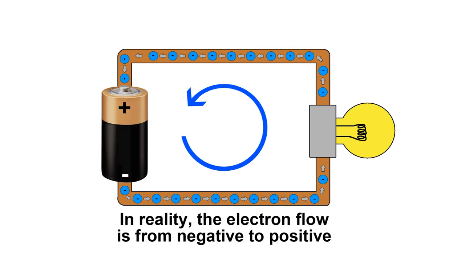However, conventional current is wrong. Back in the early days when scientists were still figuring out the basics of electricity, they didn't know whether it was the protons or the electrons that were flowing. They made a guess and thought that current flowed from positive to negative, but the reality is that the actual flow of electrons goes from negative to positive.